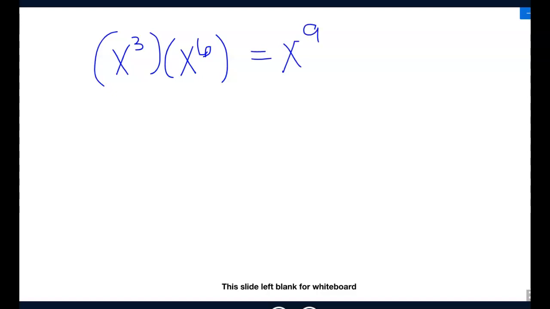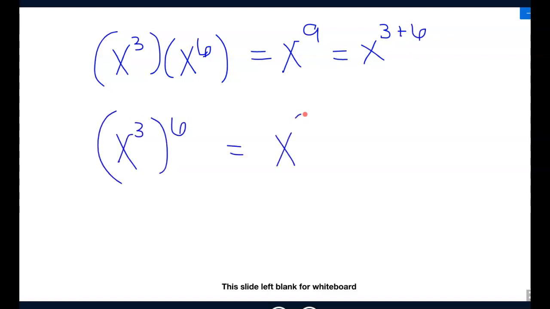If you have two exponents being multiplied, we add them. So x cubed times x to the 6th is not x to the 18, it is x to the 9th. Because the rule is that it's x cubed plus x to the 6th. X cubed to the 6th power is the multiplying version, and that's where you get x to the 18.